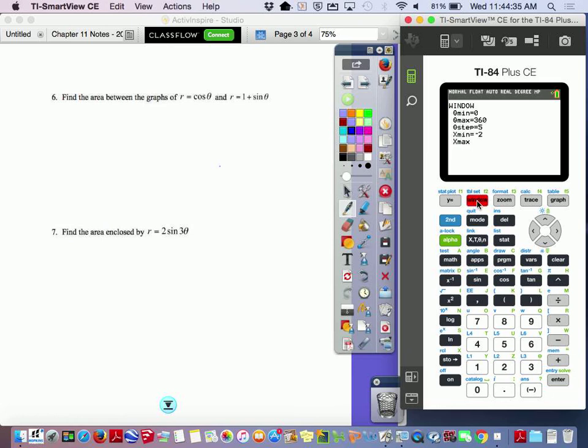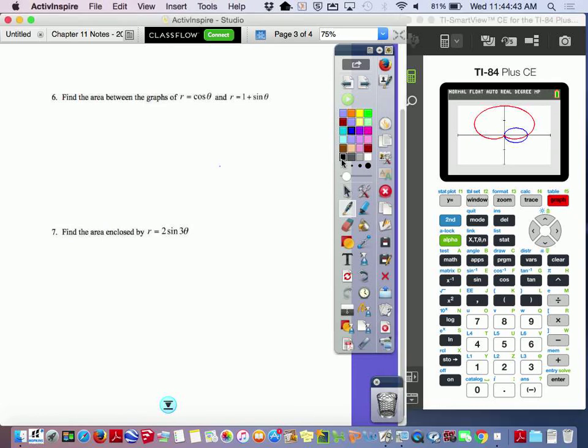And then I've got the window set up. I think it's going to be okay, but we'll graph it just to make sure. Looks good. So we're looking for the area in common. It says the area between the graphs of, and it's still, again, where they are overlapping. We've got this cardioid that comes up like this, and then we've got this circle that's in here.